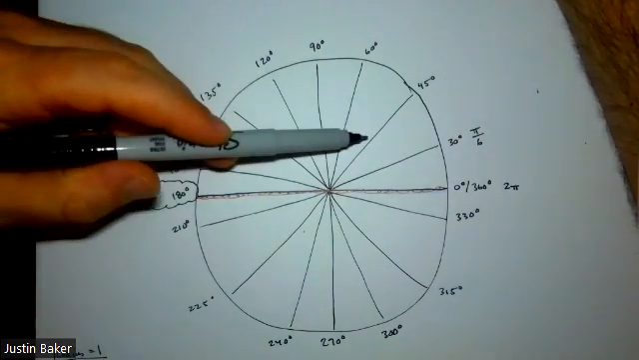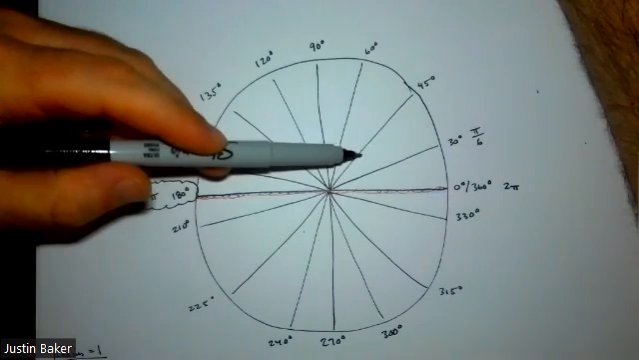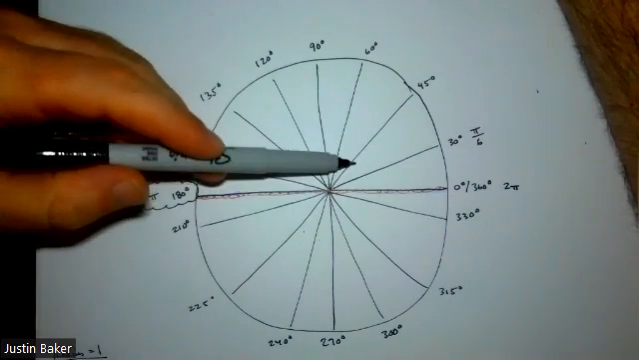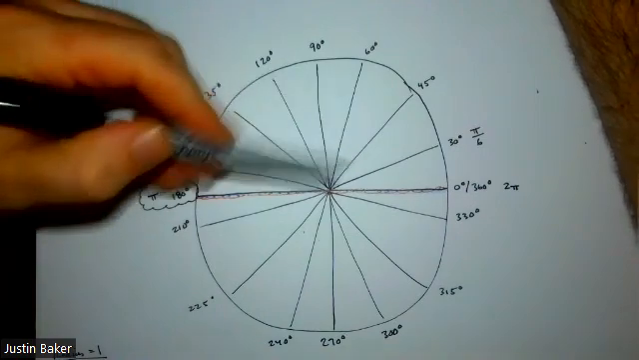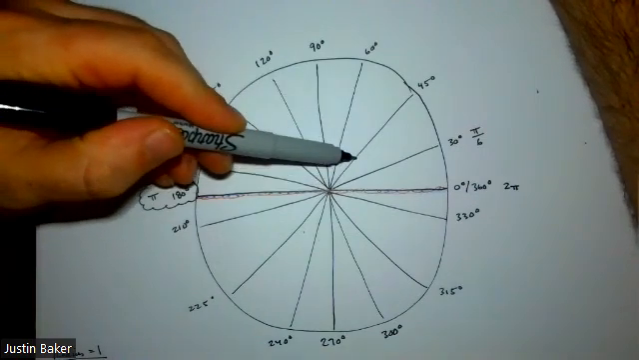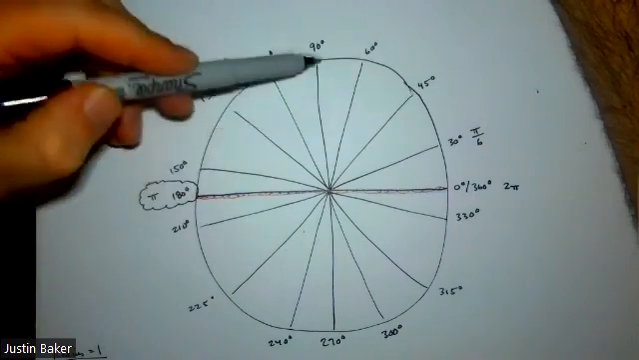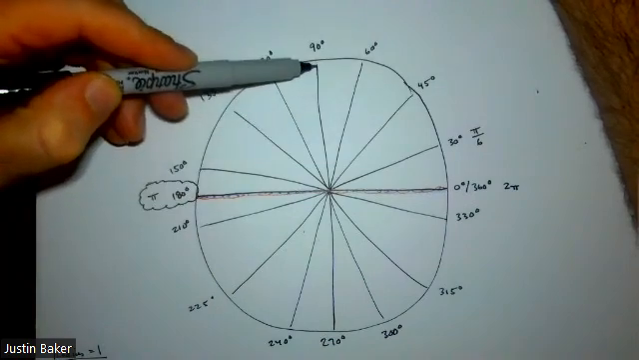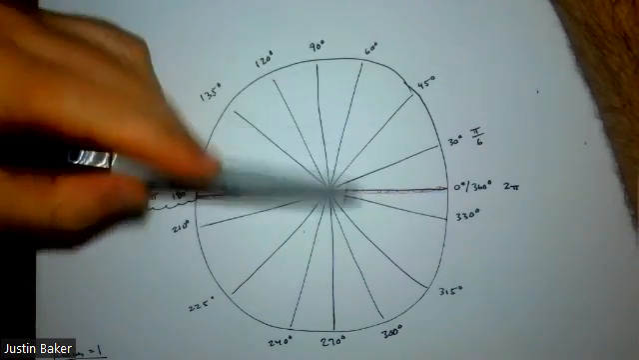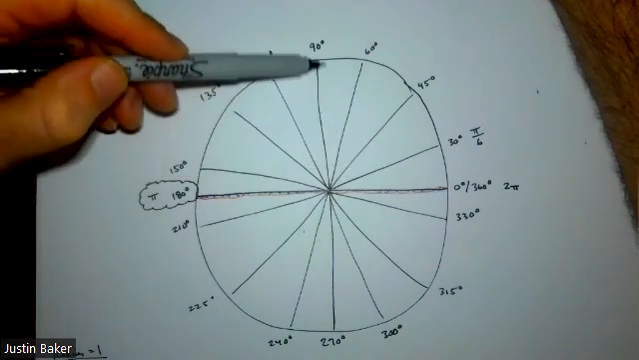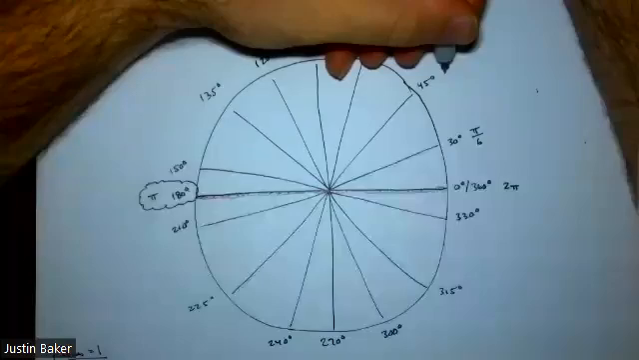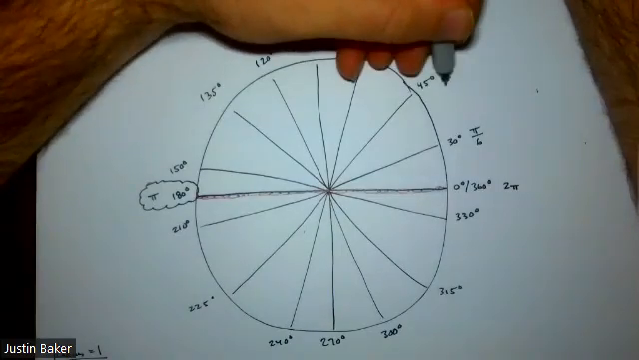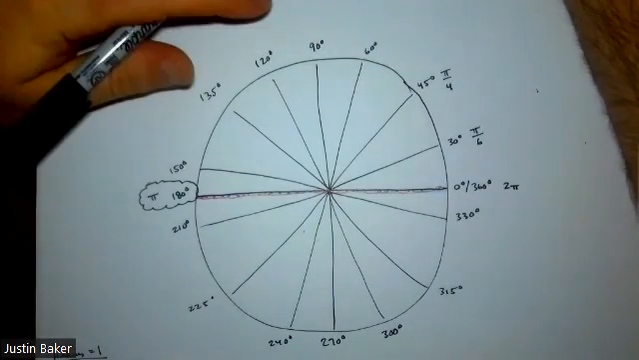Okay, how about for 45? When we're doing 45, we want to say, well, how many times does 45 go into 180? And to figure that out, think of it this way. How many times does 45 go into 90? Your answer should be 2. So 2 45s make 90. So 4 45s make 180. And that's going to be pi over 4.